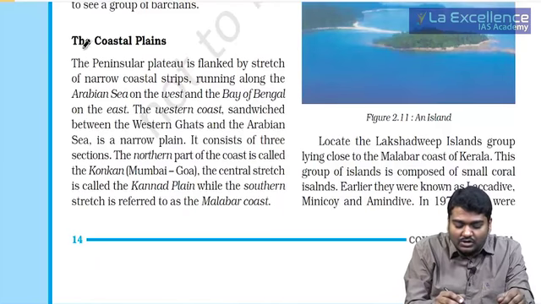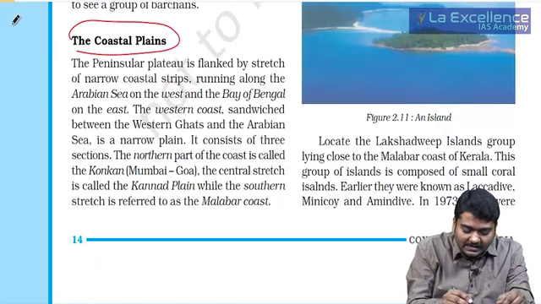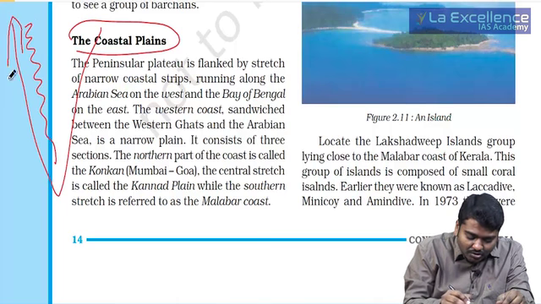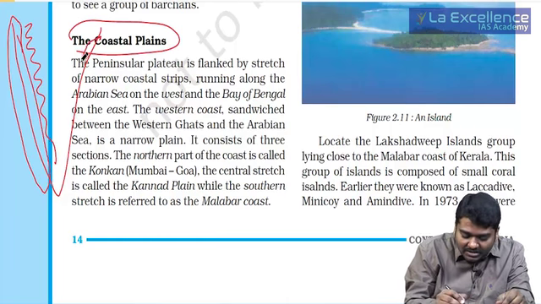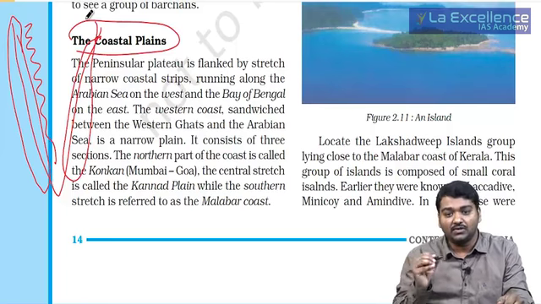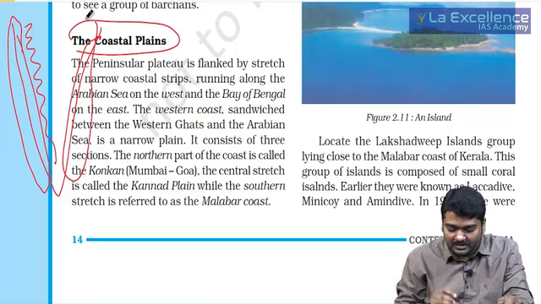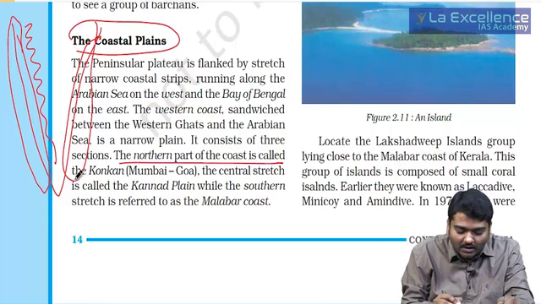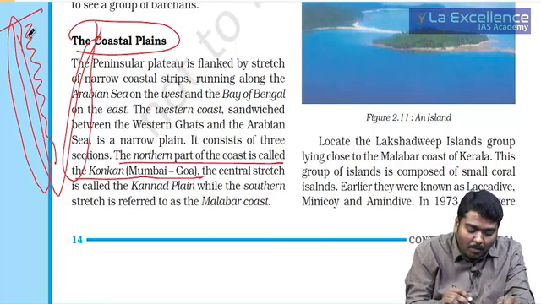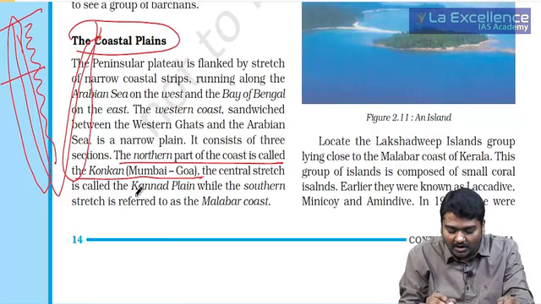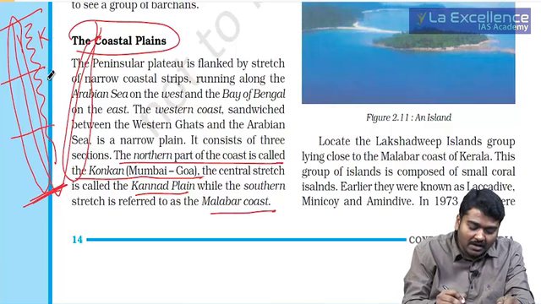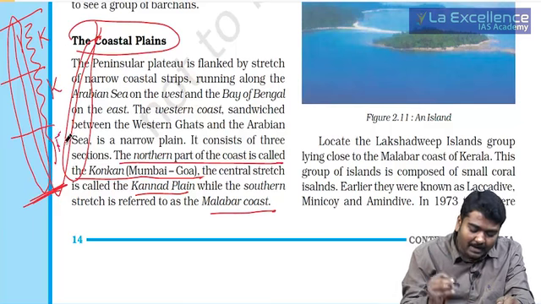Next, let us take the coastal plains. If you have India, if you have Western Ghats, the region to the west of Western Ghats and the region to the east of Eastern Ghats is called coastal plains. So when I am talking about this, I need to understand that the northern part of the coast is called Konkan coast between Mumbai and Goa, and then it is called Kannada coast or Kanara coast, and then you have Malabar coast at the bottom. This is your Konkan coast, Kanara coast and Malabar coast.